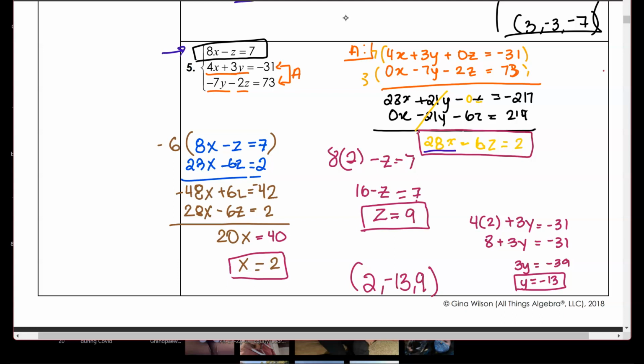So I come back to this equation, notice that it's just 8x minus z. So that's how I got this equation here. So here's my 8x minus z equals 7. And I'm going to rewrite my yellow equation over here. So I have 28x minus 6z equals positive 2.